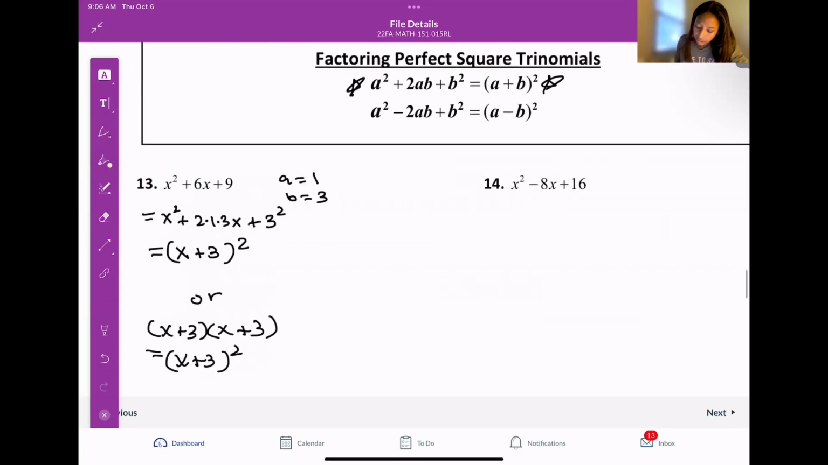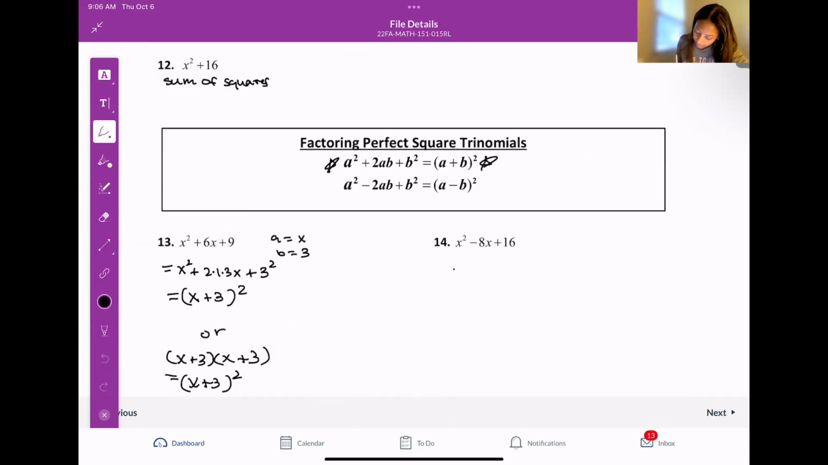So for number 14, we have our a term. I'm sorry, I wrote this incorrectly over here. I would like to fix it. Our a term is x for problem 13 because the x is being squared. The b term is 3 because the 3 is being squared. So 14 we can say is x squared, and then 16 is 4 squared and 8 is 2 times 4. So minus 2 times 4 times x plus 4 squared.